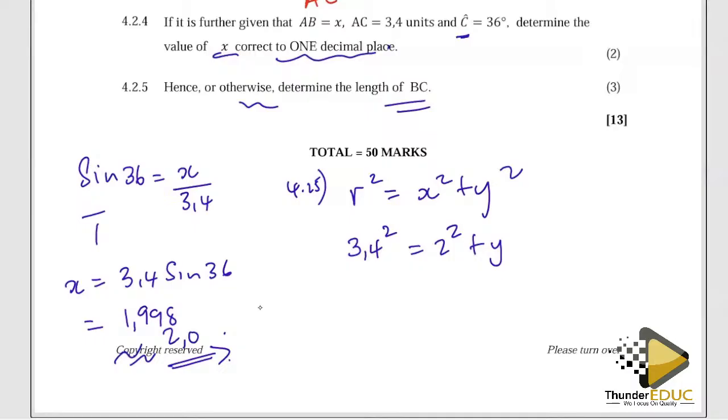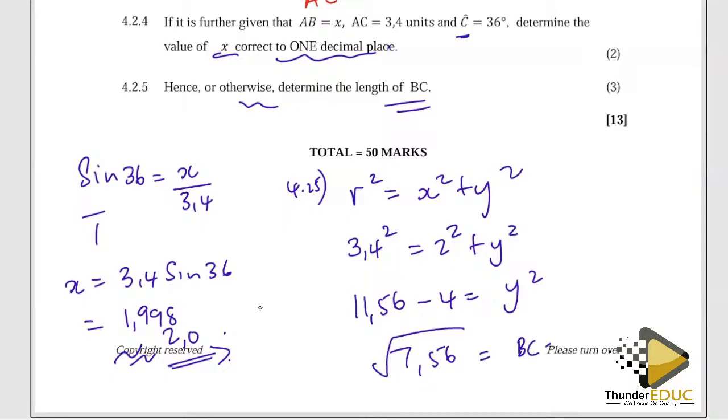So 3,4 squared is giving us 11,56. Minus 4 should give us y squared. Then we know that it's going to be 7,56, and the square root should give us the length of BC. So the square root of 7,56, do they need us to? They never told us the number of decimals, so it should be up to us. So that's going to be 2,75 units. So that's how we do it using Pythagoras.